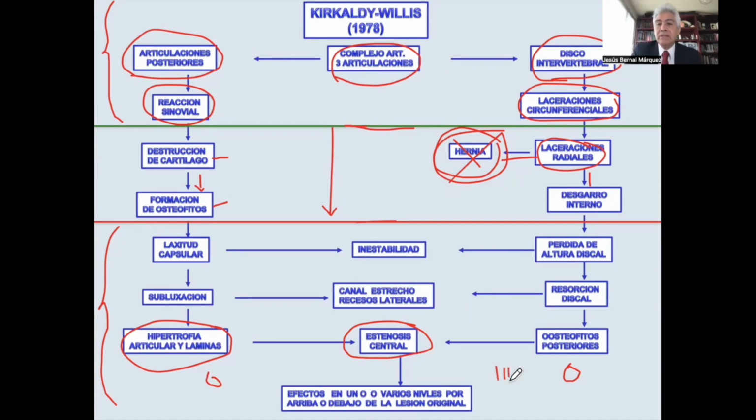This is phase 3, or stability, and this can be on 1, 2, 3, or multi-level. It can be in the cervical region, it can be in the lumbar region, which is the most frequent, and very, very exceptionally in the thoracic region.